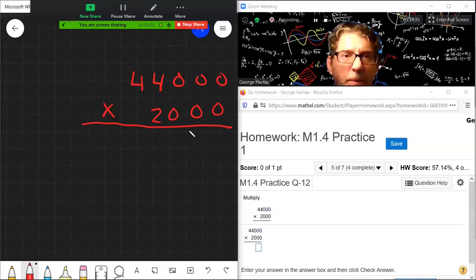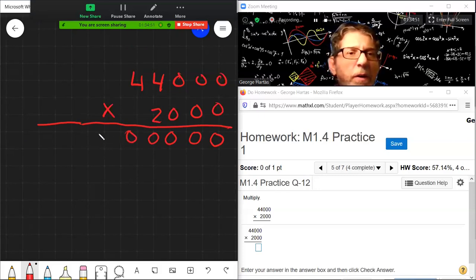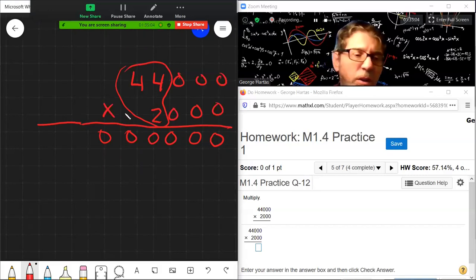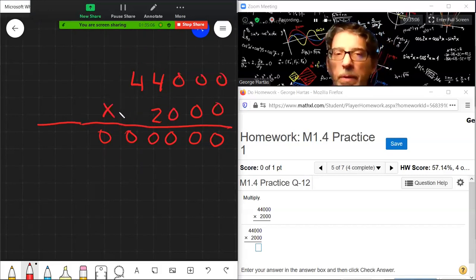I'm going to line them up or create new columns as I go. In fact, let's make this a little bigger here, right there. So 6 zeros. 1, 2, 3, 4, 5, 6. 6 zeros. Then what I'm going to do is multiply the non-zero digits. These here are the non-zero digits. I'm going to multiply that.